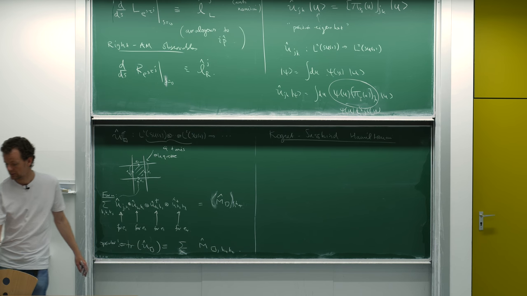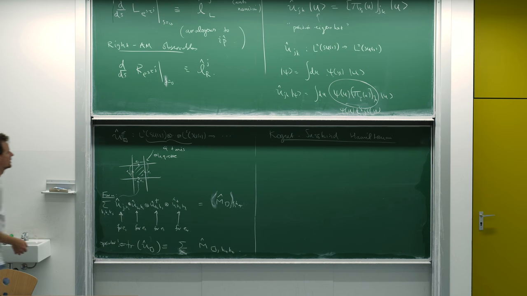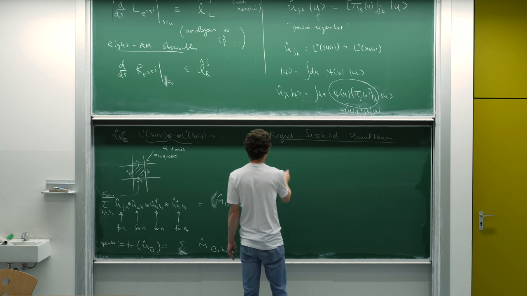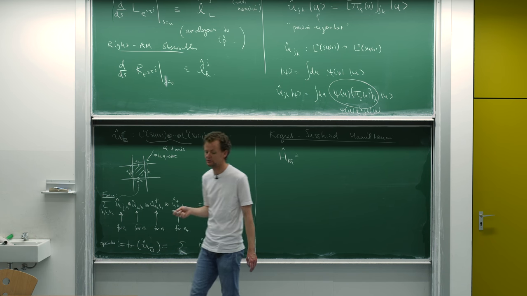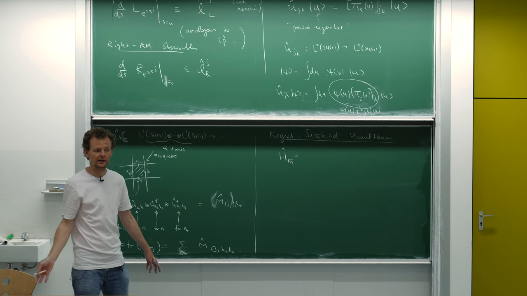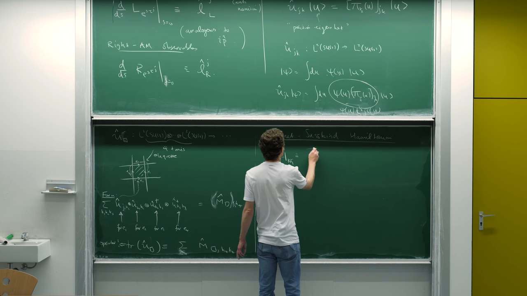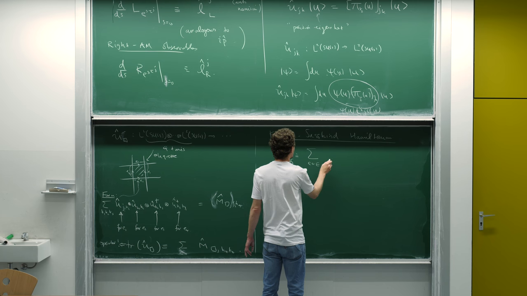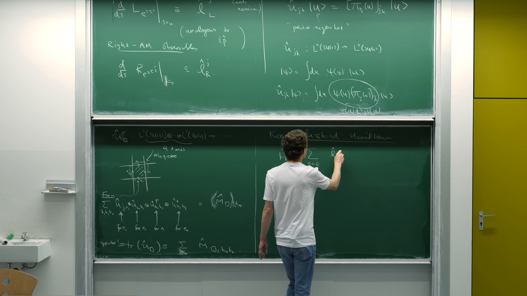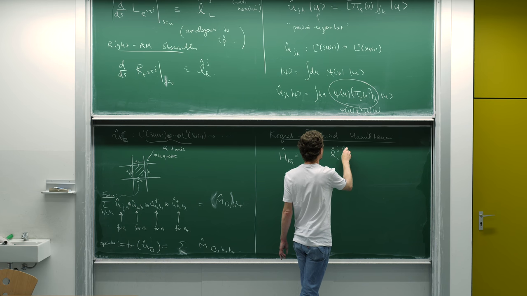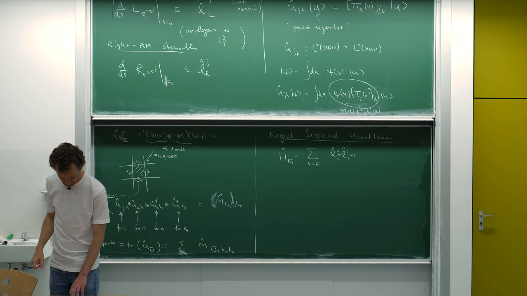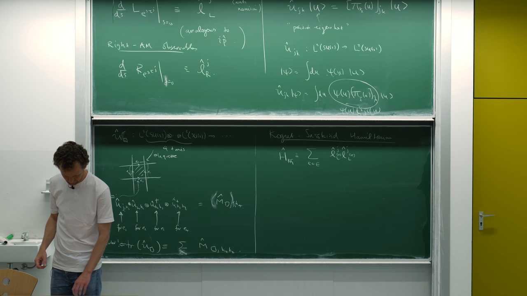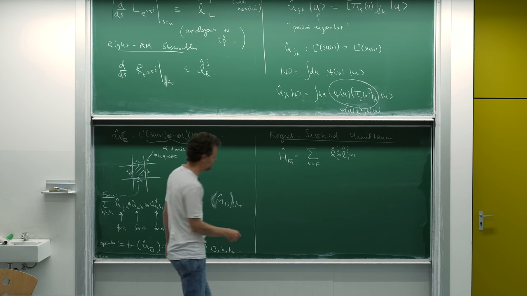So let's now write down our microscopic model. It's called the Kogut-Susskind Hamiltonian in honor of its inventors. And it's defined as follows. We take the sum over all the links, with constants, minus g.